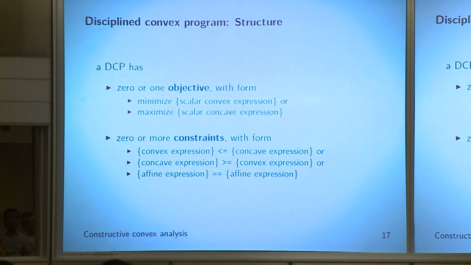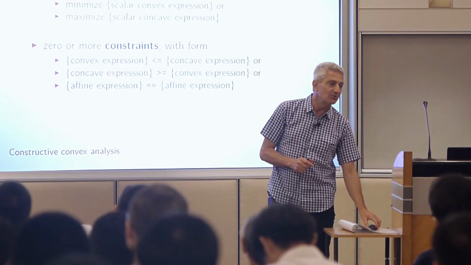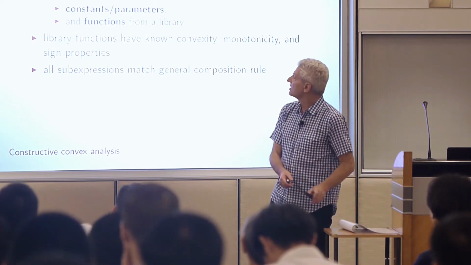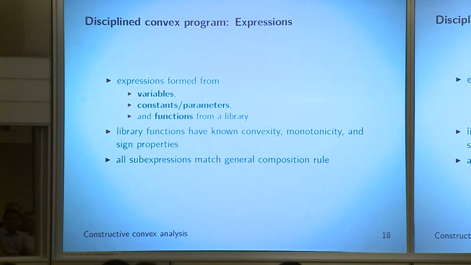That's it. I already showed you how the DCP will tag an expression as either affine, convex, or concave, and now you understand the entire language. Expressions are formed from variables, constants or parameters, and functions from a library. The library is short.